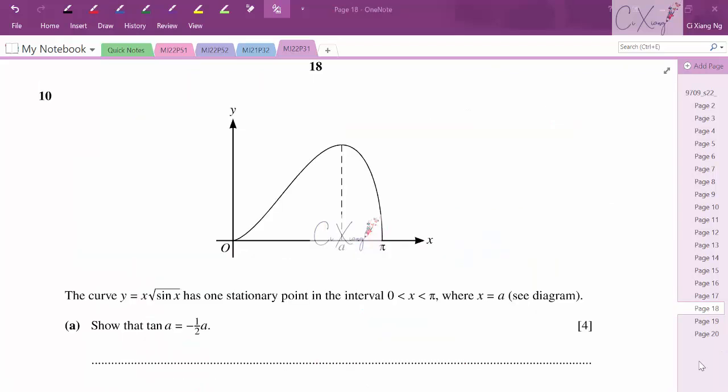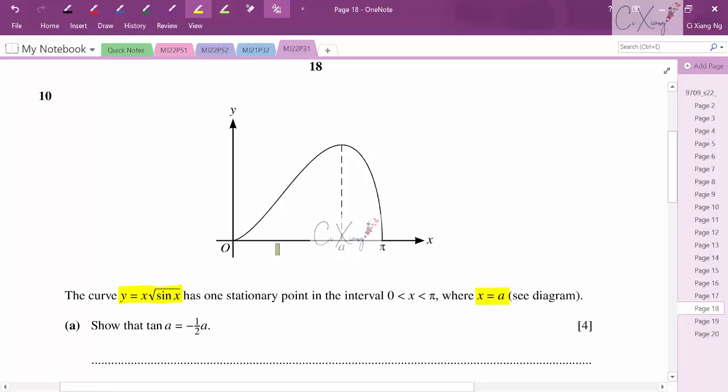Okay, so now let us discuss question number 10. So they give us a diagram and telling us that for this diagram, we are having the curve y equals to x square root sine x, and then they are having one stationary point in the interval 0 to pi, and then the stationary point is at x equals to a. All right, so they want us to show that the tangent a is equals to negative half a.